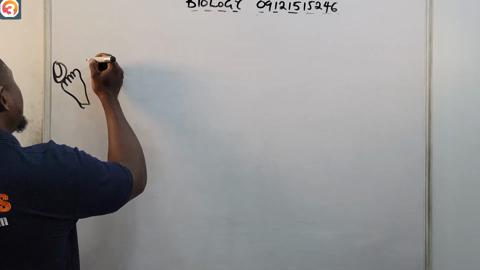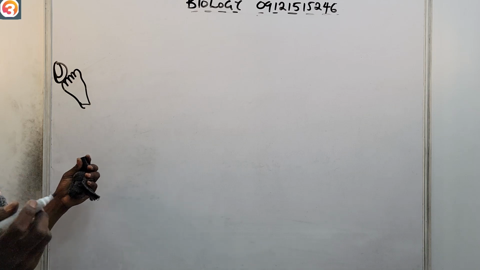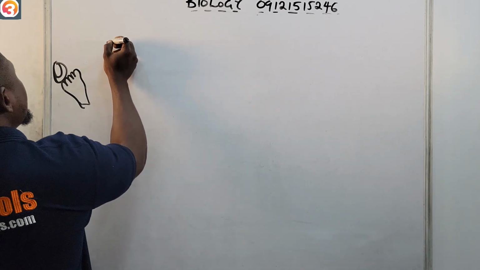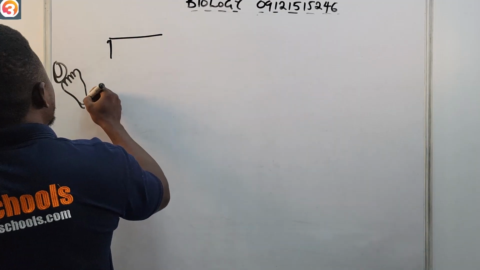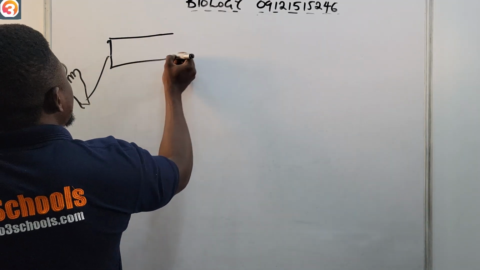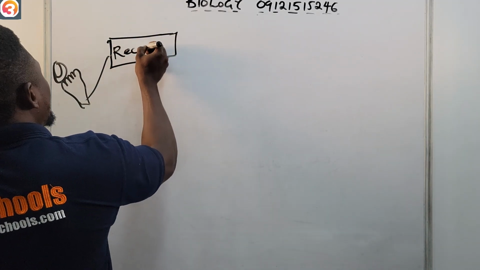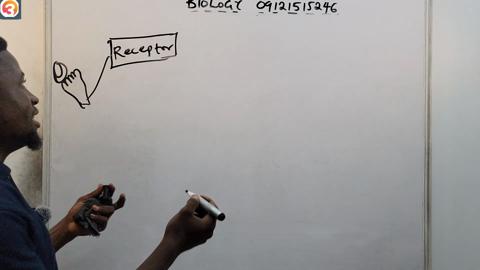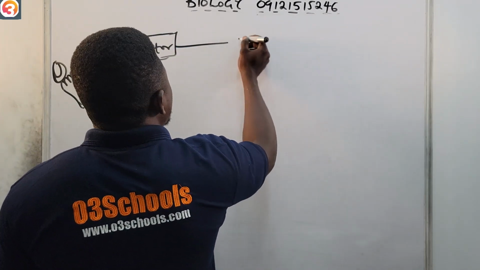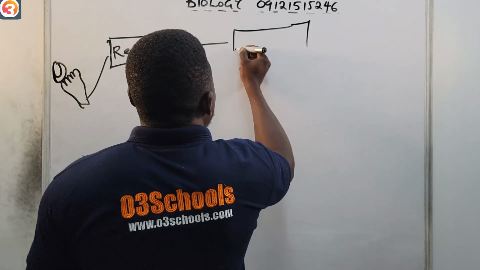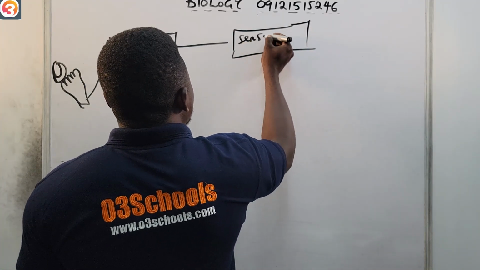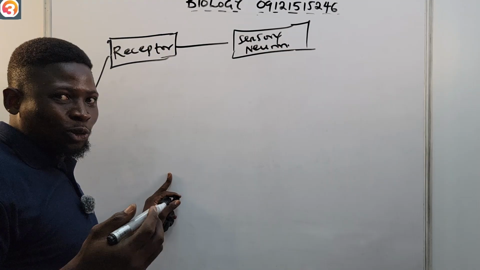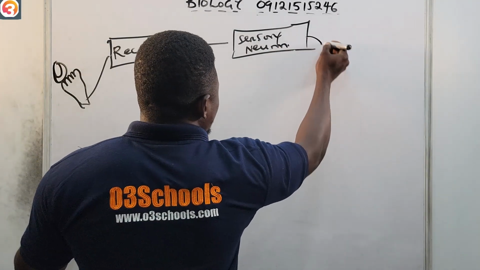First of all, our receptor will perceive the stimulus, isn't it? So we have our receptor somewhere here, perceiving the stimulus. Once it perceives it, it sends the signal to the sensory neuron, and then from there it goes to the CNS.